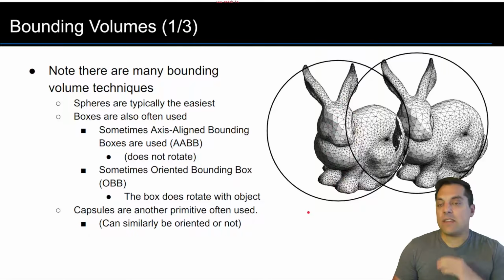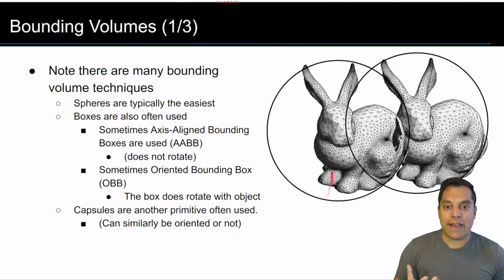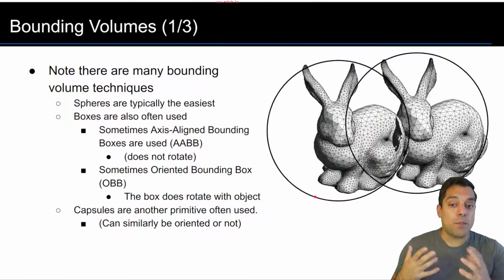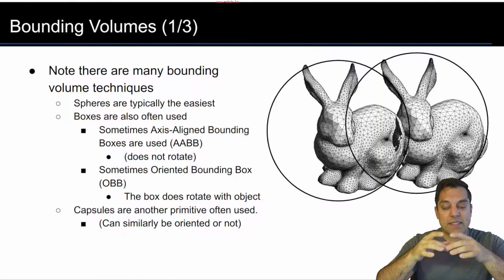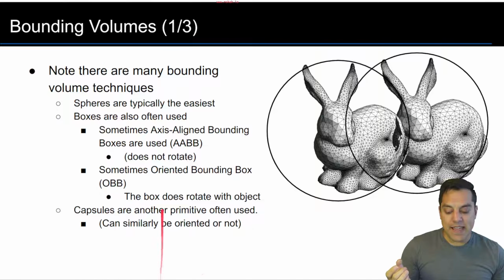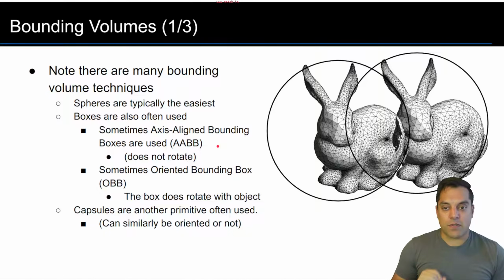Now we can use boxes. Maybe that more accurately captures the bunny. If we start using boxes, then we might even think about the orientation of the box. If the bunny spins, then we reorient the box, and that has a name: an oriented bounding box, versus something that's axis aligned and fixed.